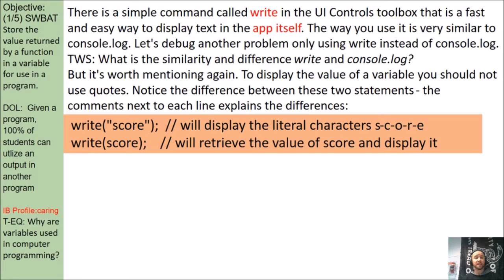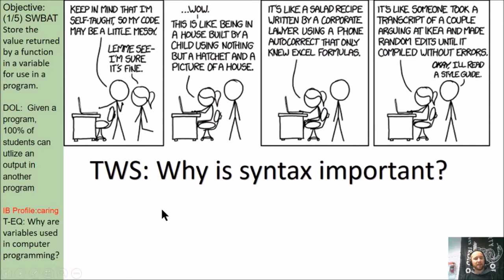And it's worth mentioning again, to display the value of a variable, you should not use quotes. Notice the difference between these two statements. The comments next to each line explain the differences. So when you write "score" in quotes, you're writing the word score onto the app screen. But if we have a variable called score and that variable's number changes depending on how you behave as the user on the app, when it writes to the app screen, it's going to show that value, not the word score.